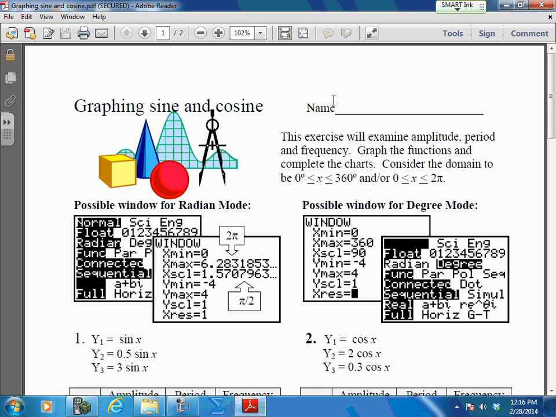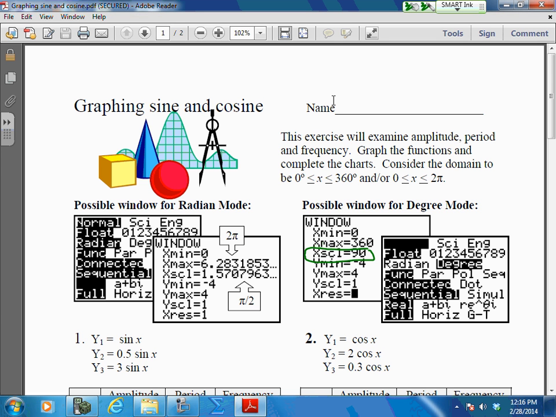Now, did anybody try putting this in your calculator? This works fine in your calculator until we change your frequency. You had no problems right here because your scale was every 90. These are radians.